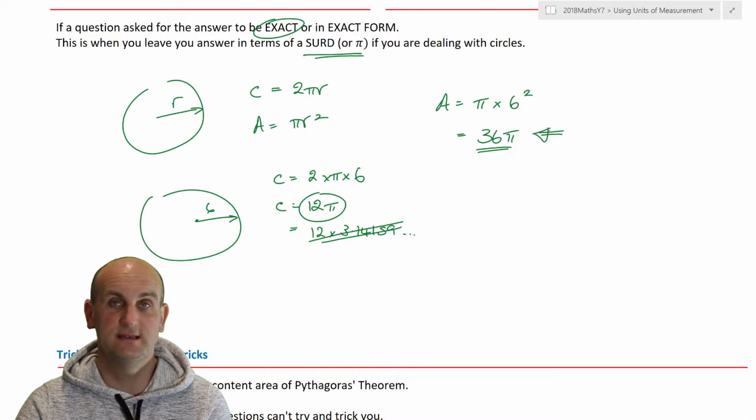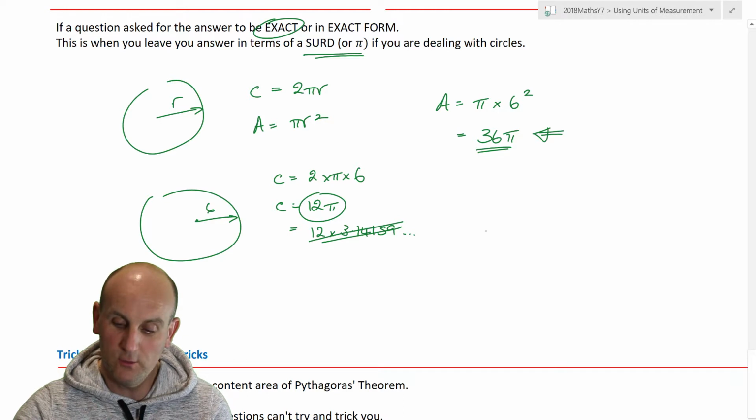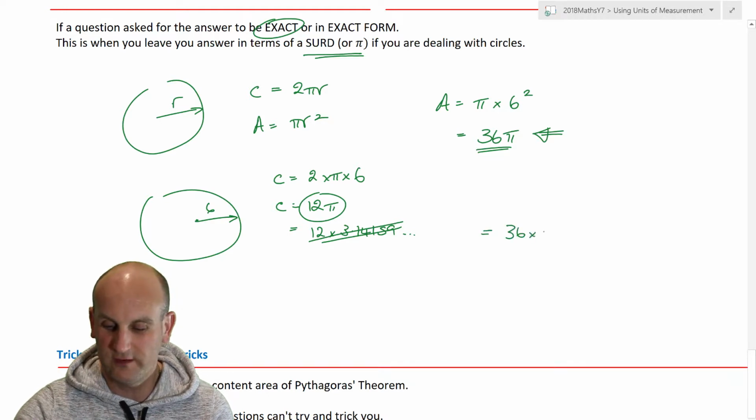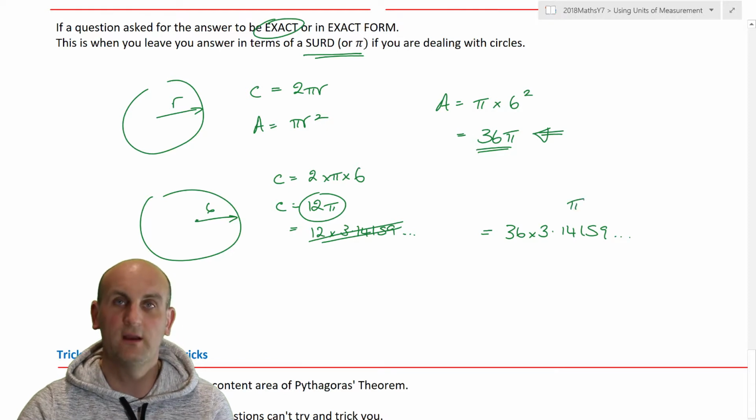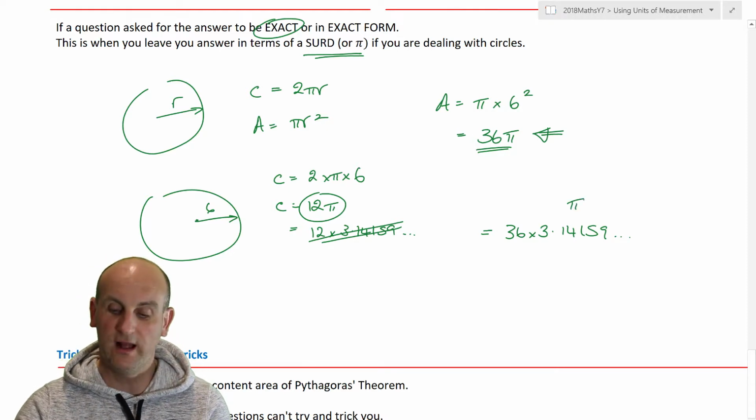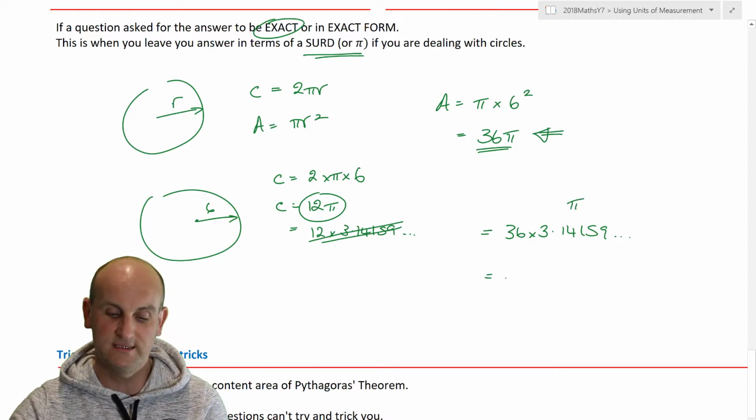And if your final answer then says to do decimal places, you would then, using your calculator, do 36 times 3.14159 or whatever it is. Now remember, your calculator has a pi button, so you can do all of that for you and then go on to round it to 2 decimal places.